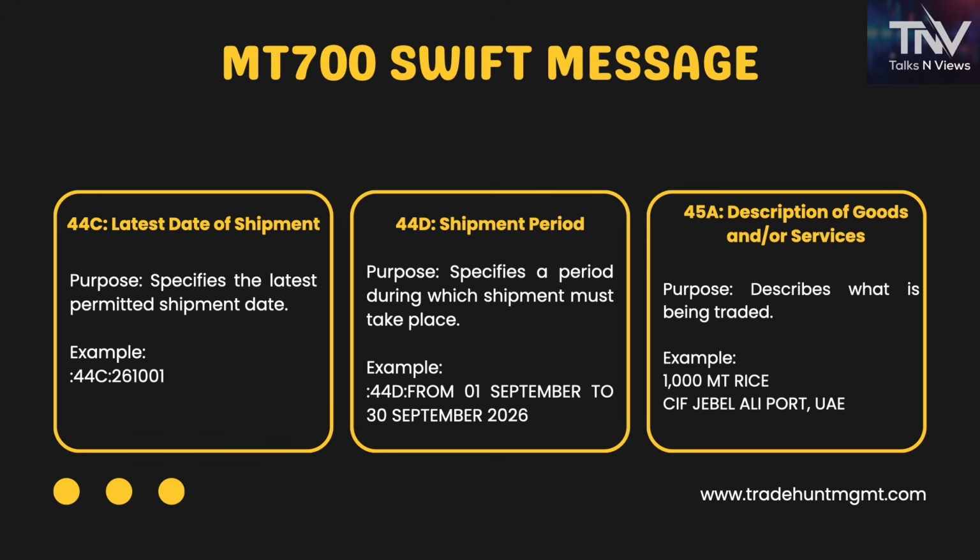Field 44D, shipment period. Purpose of this field, specifies a period during which shipment must take place. Example. Field 44D, from September 1 to September 30, 2026. Field 45A. Description of goods and/or services. Purpose of this field, describes what is being traded. Example. 1,000 metric tons rice. CIF Jebel Ali Port, UAE. The description should be clear and consistent with the commercial transaction.